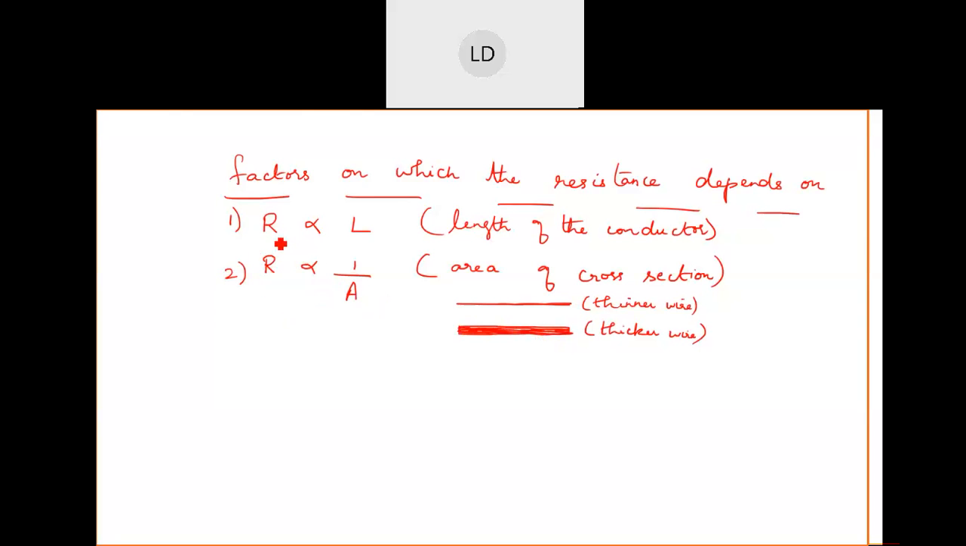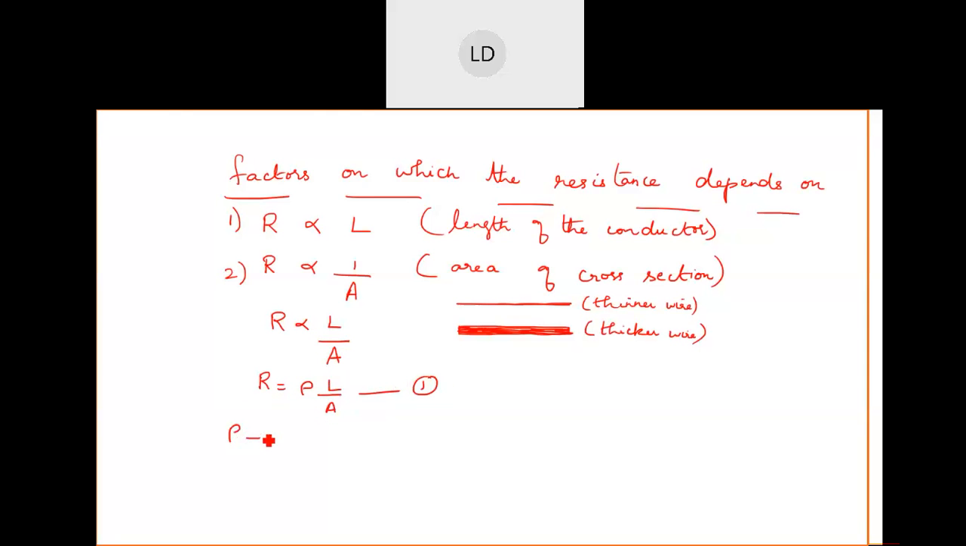So resistance is directly proportional to L and inversely proportional to the area of cross section. Now I am going to combine these two equations. So when I combine, I will have resistance directly proportional to L and inversely proportional to area. Now I am going to replace this proportionality by a constant called rho, and now it becomes R = rho L by A, which is a very important equation.